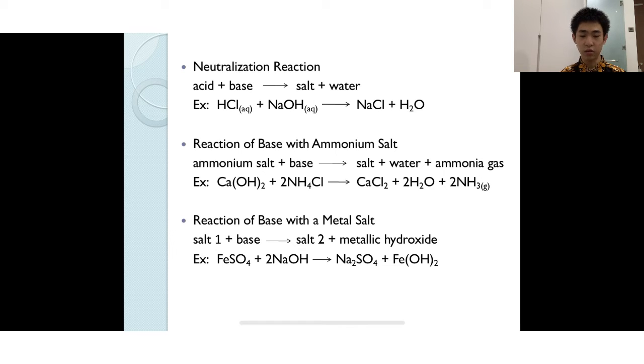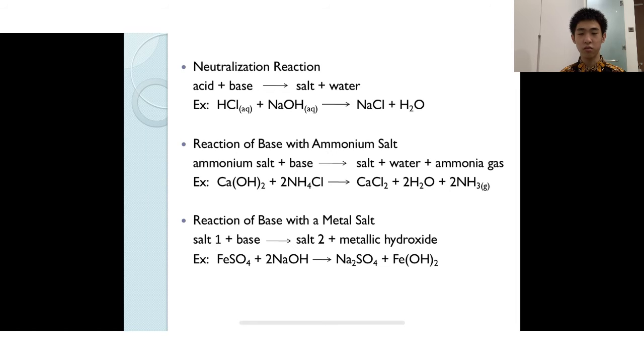The last type of reaction is the reaction of base with a metal salt. Salt 1 plus base produces salt 2 plus metallic hydroxide. The example is ferrous sulfate plus sodium hydroxide yields sodium sulfate plus ferrous hydroxide.